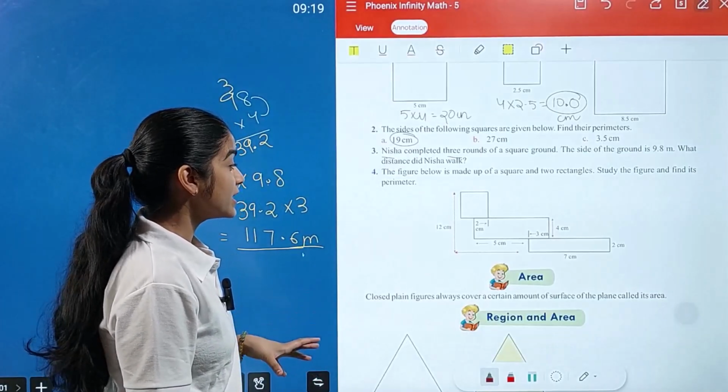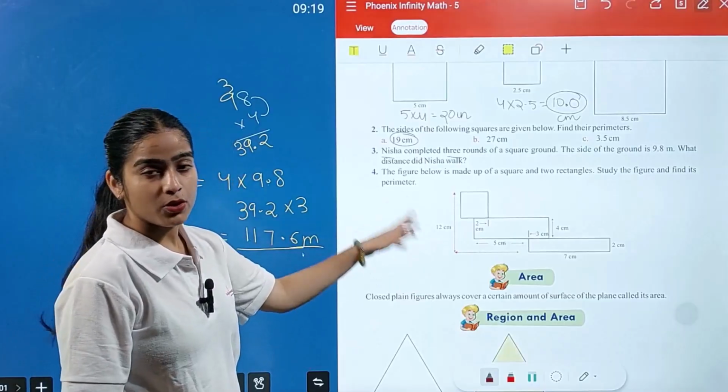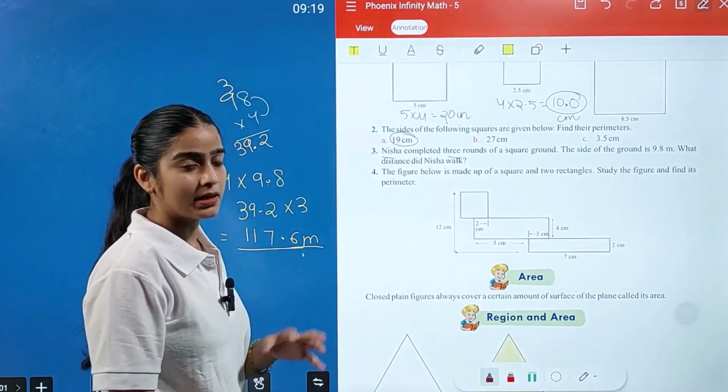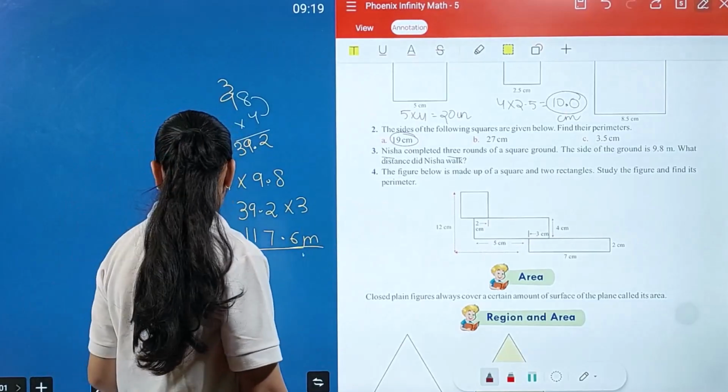Now the figure below is made up of a square and 2 rectangles. Study the figure and find its perimeter. So this is for you. You have to find out. You already did so many questions related to finding perimeter of square and rectangles. So that is very easy for you.